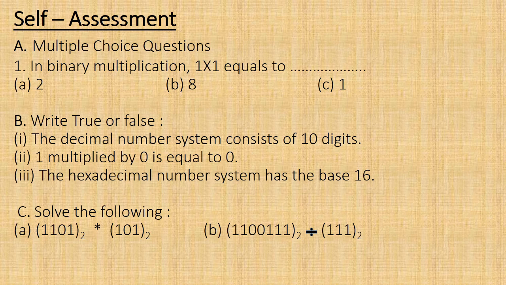Now question number 3, solve the following. Here I have given one example each for binary multiplication and binary division. First one, 1101 multiplied by 101. And second one, 1100111 divided by 111. So children, solve this exercise and practice at home.